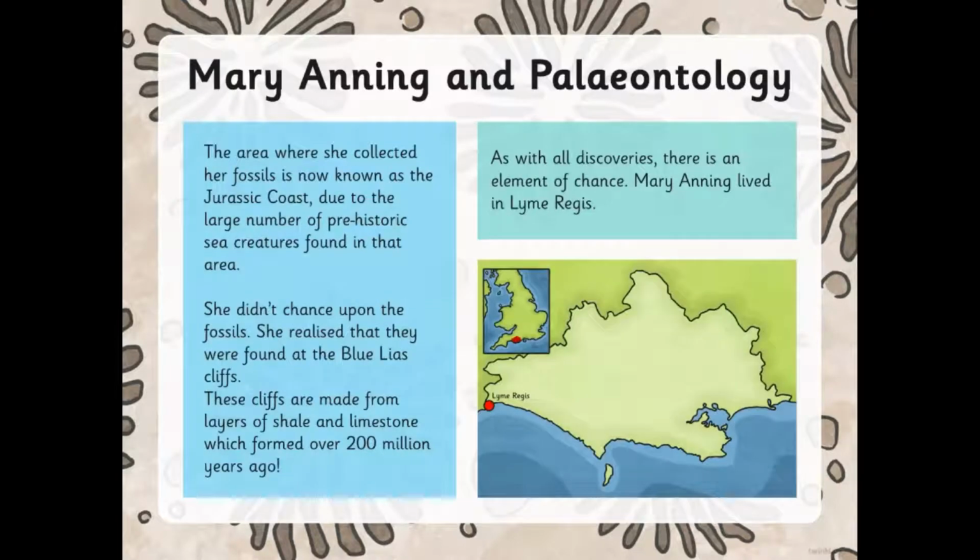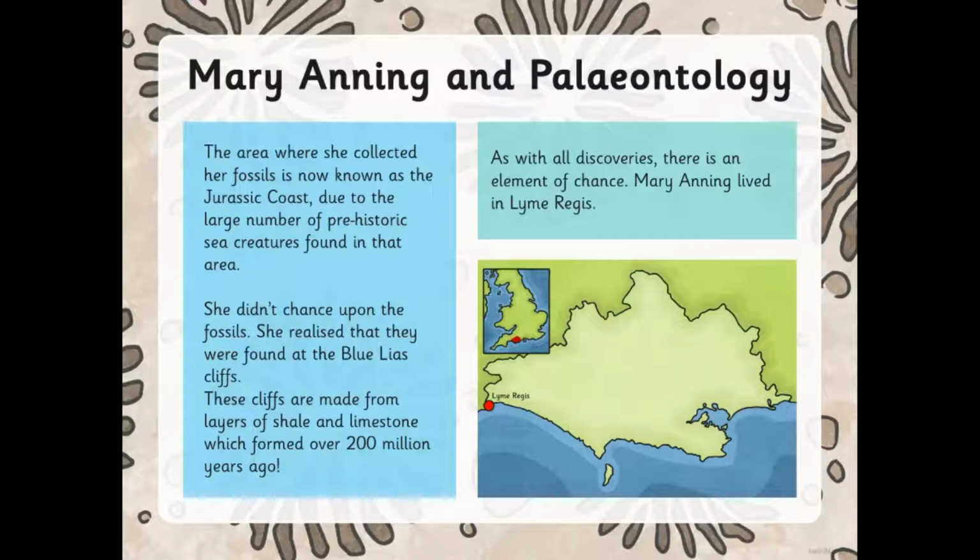The area in which she collected her fossils is now known as the Jurassic Coast, due to the large number of prehistoric sea creatures that are found in that area. So you can see on the map there whereabouts it is in the UK, and some of you may well have visited that part of the country on holiday, because it's a beautiful coastline, not just beautiful in terms of scenery, but in the discoveries that you can make as well.